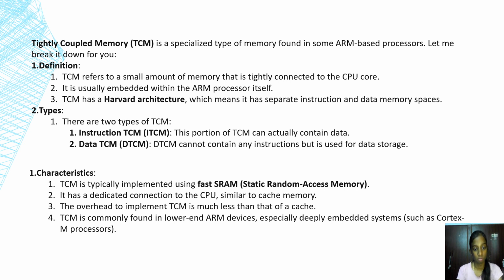Types: there are two types of TCM. Instruction TCM contains instructions. Data TCM cannot contain any instructions, but it is used for data storage. Characteristics: TCM is typically implemented using fast RAM and it has a dedicated connection to the CPU, similar to cache memory. The overhead to implement TCM is much less than that of cache. And TCM is commonly found in lower-end ARM devices, especially in deeply embedded systems.